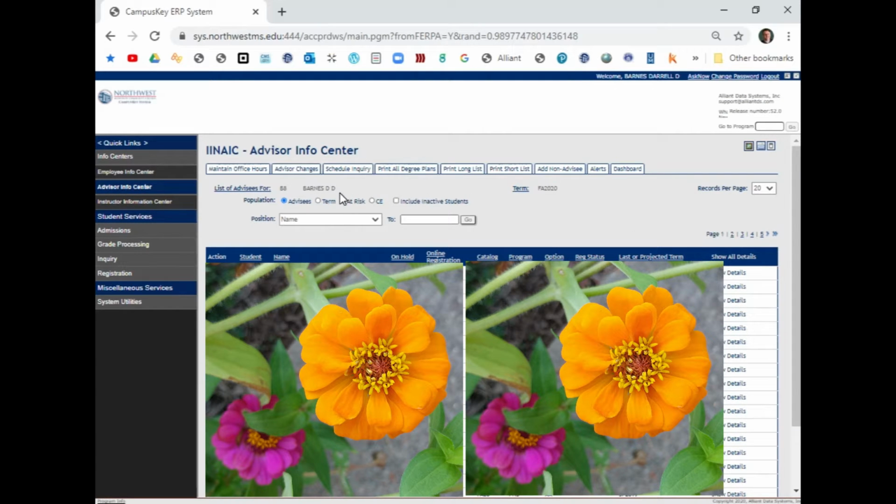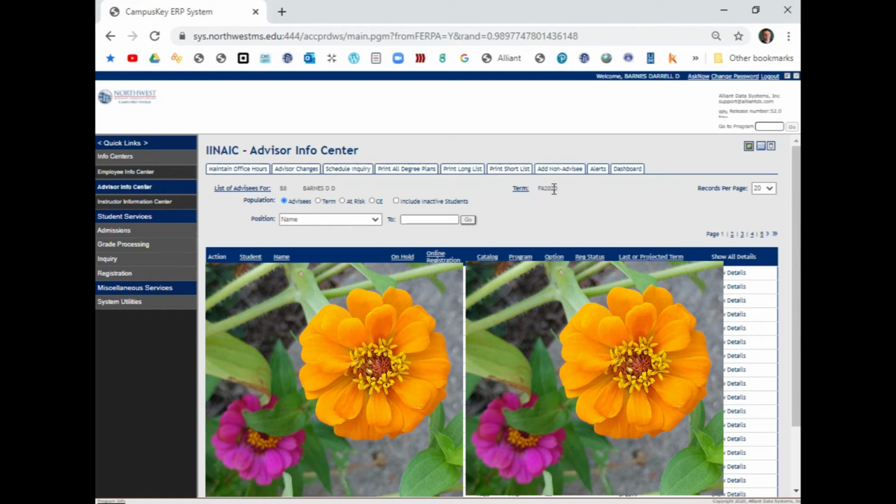Notice that for Darrell Barnes, this is me, that I have 5 pages of 20 students with many more following. I think there's 12 or 13 pages, so 240, 250 students. Well, those are not the advisees that I personally am responsible for. Those are the advisees that I've interacted with apparently since a while back.